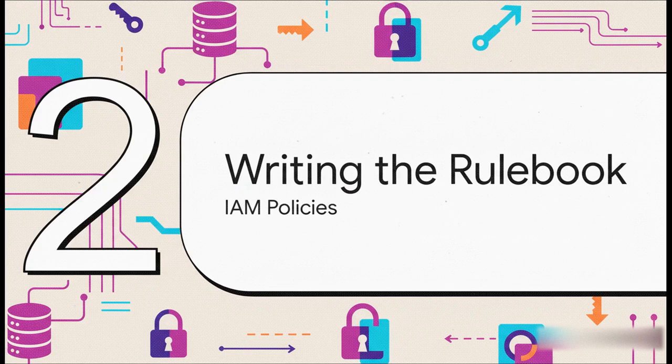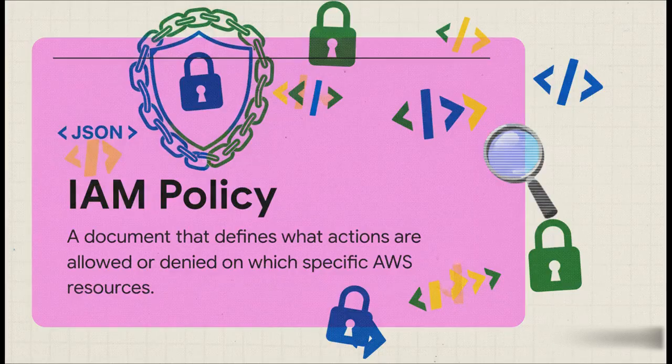Okay, so we've got our players, the users, groups, and roles. That's the who. But now, how do we write the security rulebook? How does the system know which doors each of those keycards can actually open? That's where IAM policies come in. Now don't let the name intimidate you. A policy is just a document. It's written in this format called JSON, and it's basically just a list of permissions. You attach this rulebook to a user, a group, or a role, and that's how you control everything.